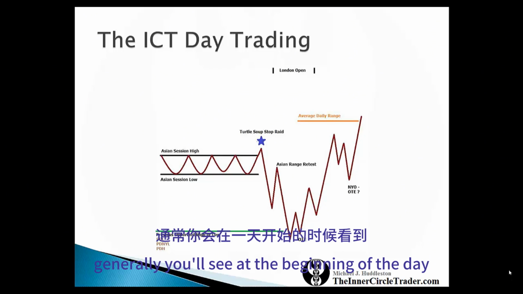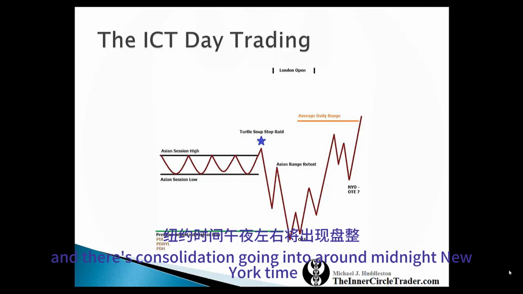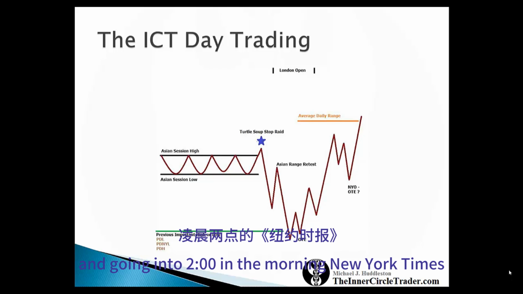Okay, generally you'll see at the beginning of the day there'll be consolidation at 0 GMT, and there's consolidation going into around midnight New York time. And then what will happen is we approach Frankfurt, okay, around 1 o'clock in the morning, going into 2 o'clock in the morning New York time.